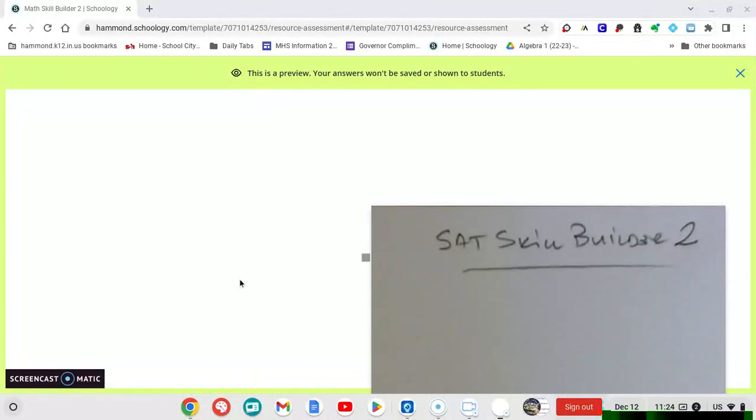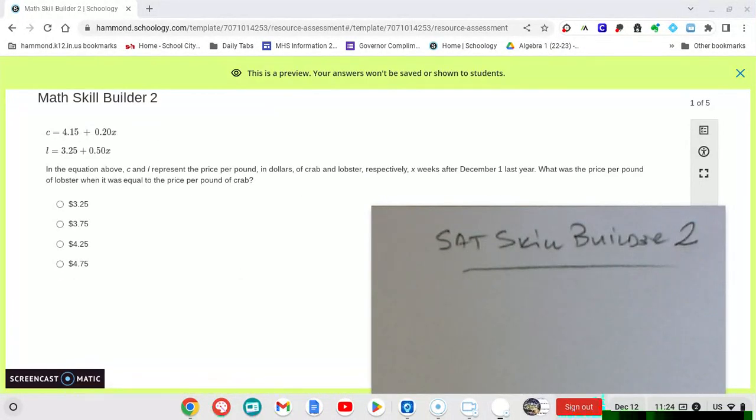SAT Skill Builder number 2. So these are going to be a little bit more complicated examples that are also using linear relationships.